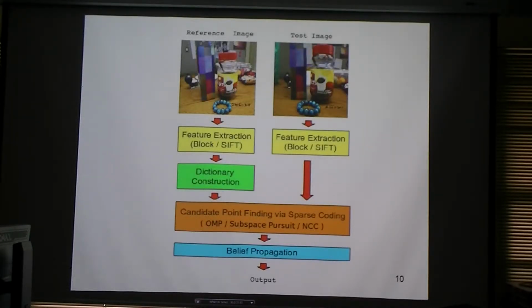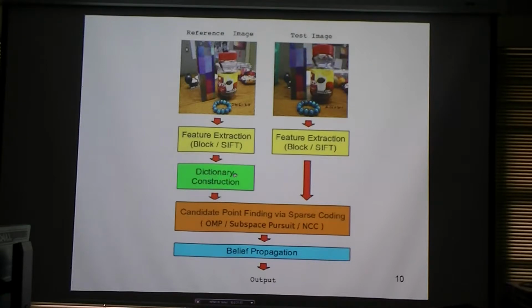Okay. Here you can see a plot of the SCoBeP method. Assume that we have the reference image and the test image, for example these two pictures, and you can see that both of them are wide baseline images. For both of them we extract the features, and the features can be the blocks or the SIFT.